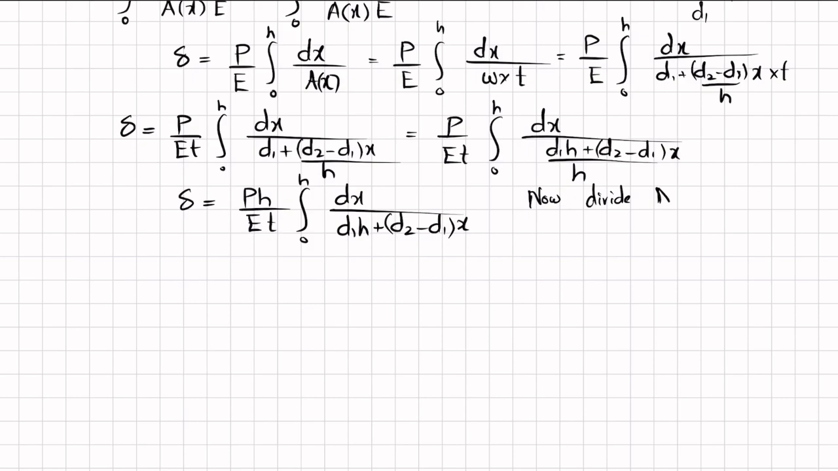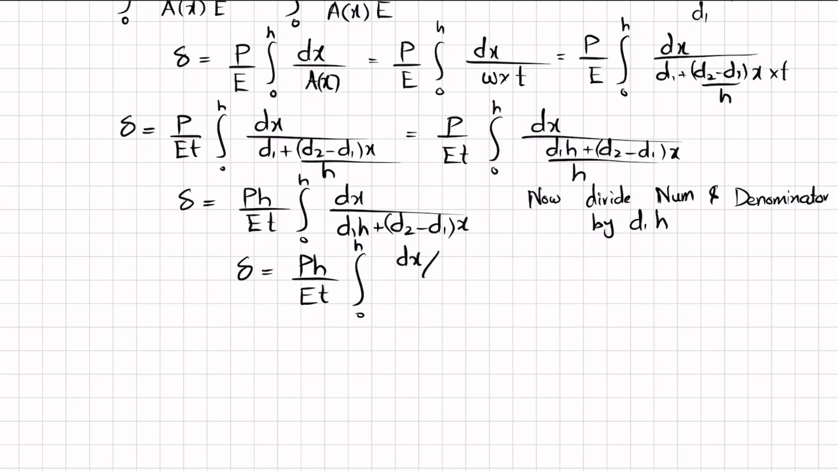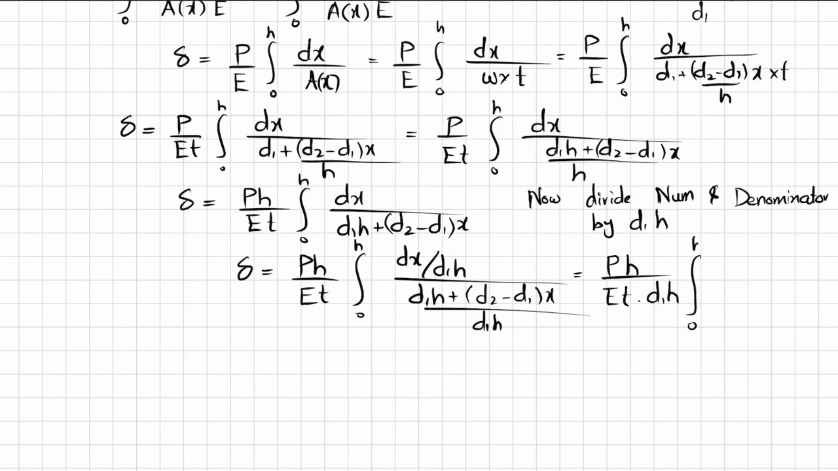Now divide numerator and denominator by d1 into h. So what we will get is that deflection is equal to p into h divided by e into t, and integral of 0 to h dx divided by d1 into h, divided by d1 into h plus d2 minus d1 into x divided by d1 into h. So we will get p into h divided by e into t into d1 h, and be left with integral of 0 to h dx by 1 plus d2 minus d1 divided by d1 h into x.